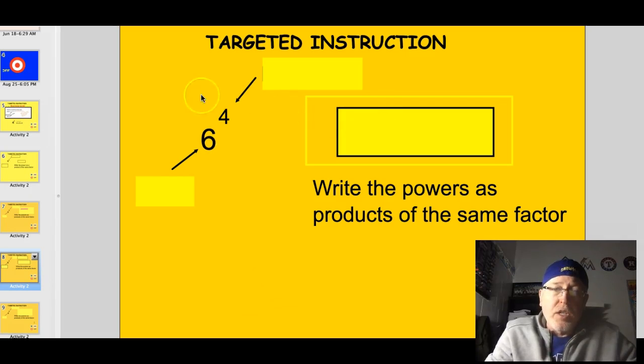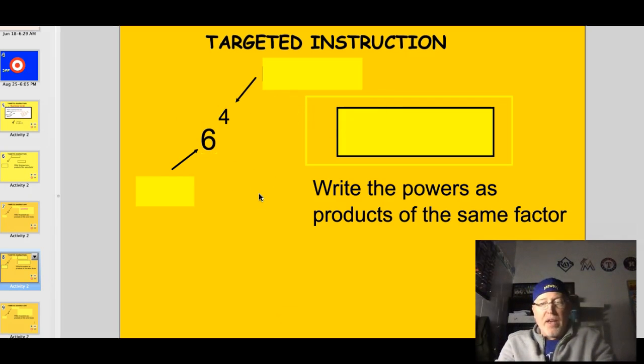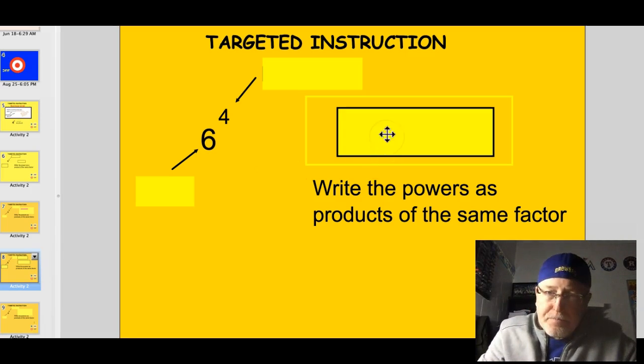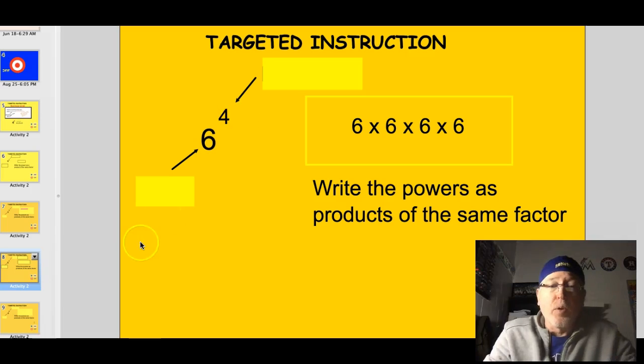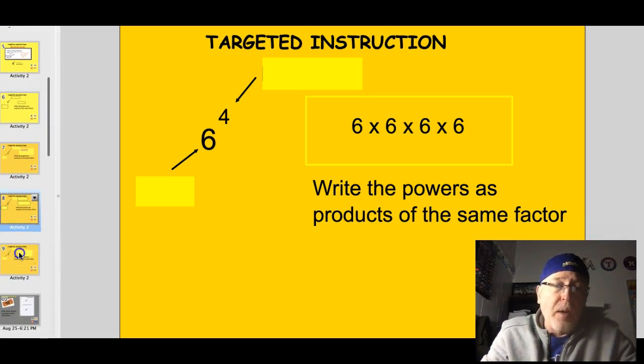How about this? Can you write that power as a product of the same factor for me? Go ahead, pause the video and write it. This is your second pause problem. All right, you're back. Did you write 6 times 6 times 6 times 6? Let me check that again. 6 times 6 times 6 times 6. 4 times. Good, because the base is 6, the exponent is 4. All right, one more pause problem.